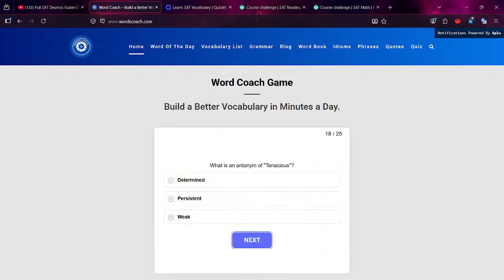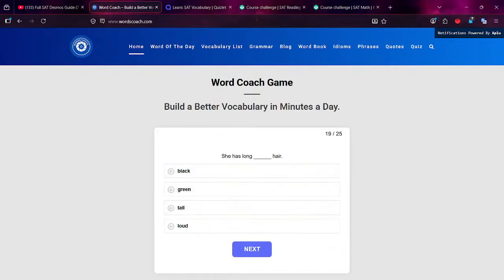It's kind of okay. What's an antonym of tenacious? So tenacious, it sounds like a positive sort of connotation to it, so I'm going weak. So there we go. She has long blank hair. Long tall hair doesn't make sense. Long loud hair certainly doesn't make sense. These two, I mean, I don't know why they would put two colors, but I'll just go with black.